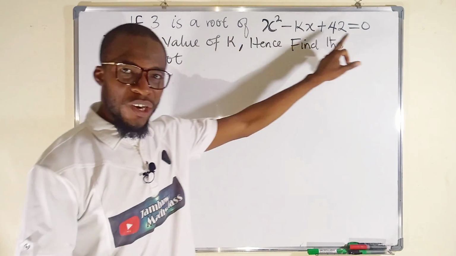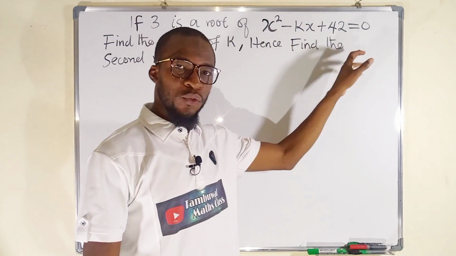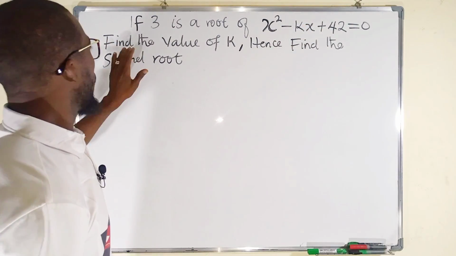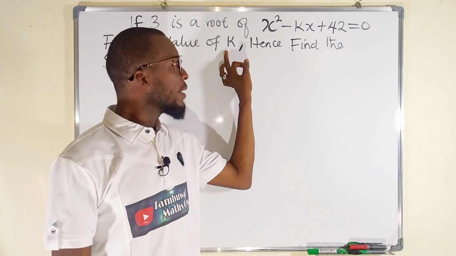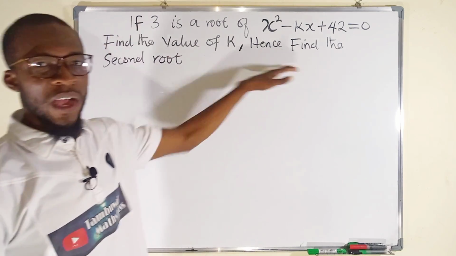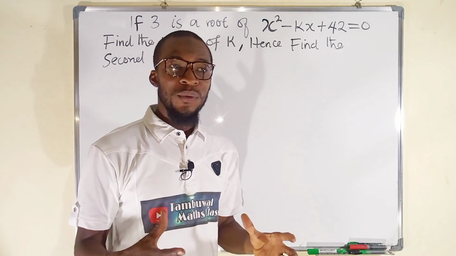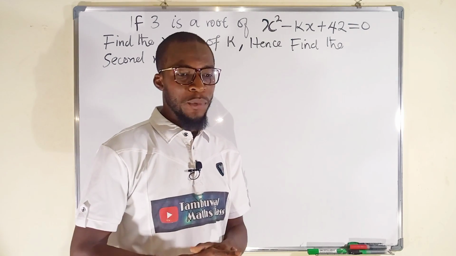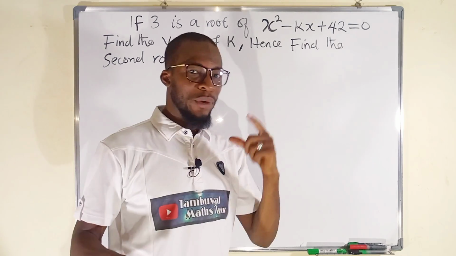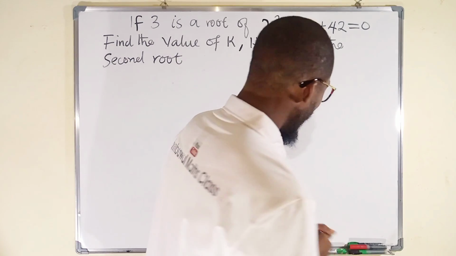This is the question I posted on my Facebook page yesterday. If 3 is a root of this quadratic equation, x squared minus kx plus 42 equal to 0, we are asked to find the value of this k, which is the coefficient of the middle term. We are also asked to find the second root. Many people use the method of substitution to solve this problem, but I believe there is a simpler method, and I want you to rate me on this.